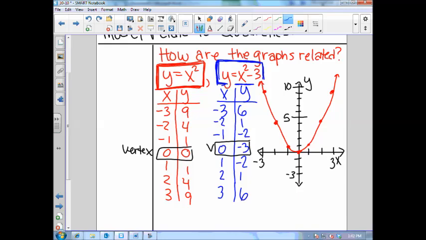Good. Now start at the origin again. Origin's where they cross. Go to negative 2. Good. And then go up 1. Okay, put a point. Okay, does that make sense? Keep going. Stop, please.